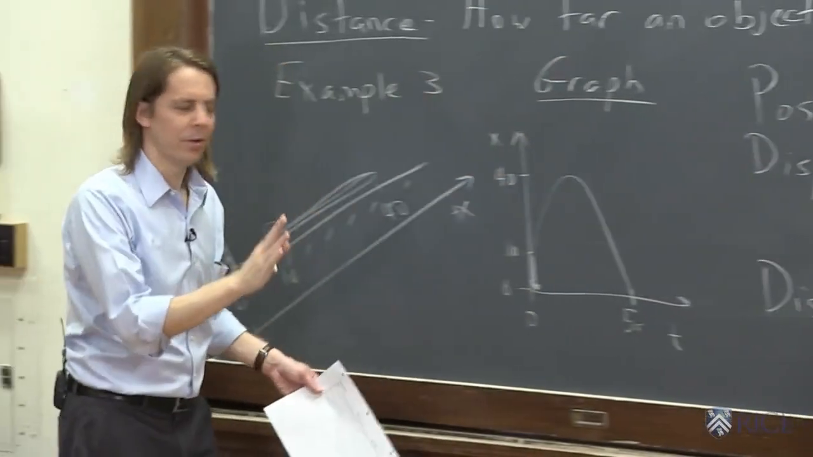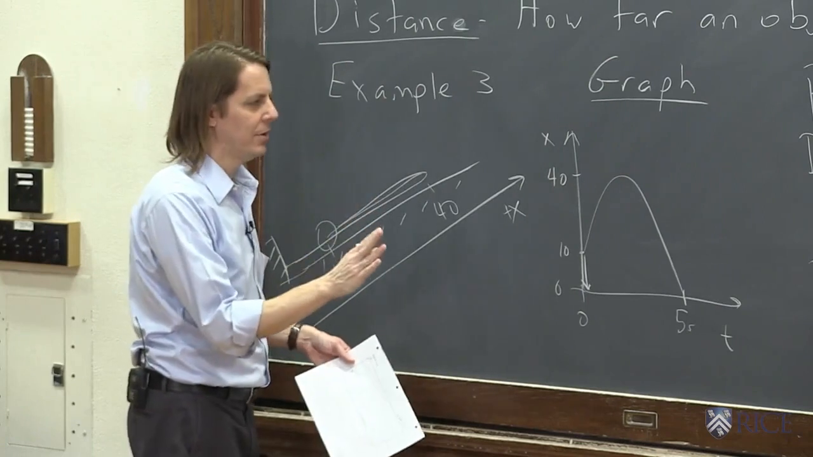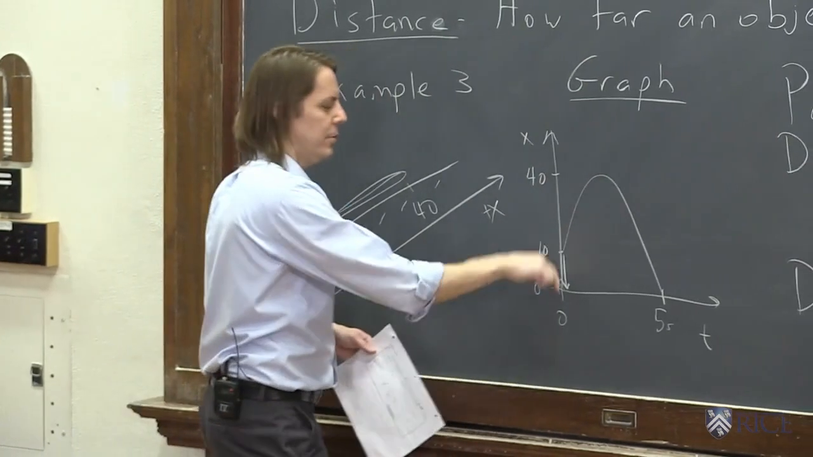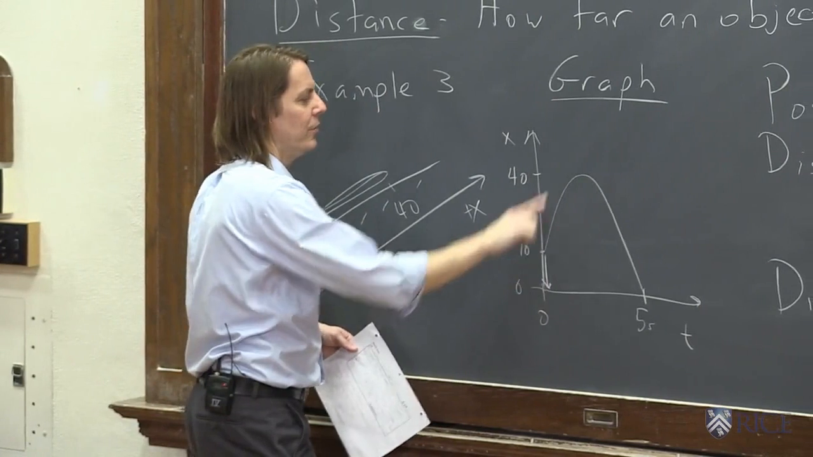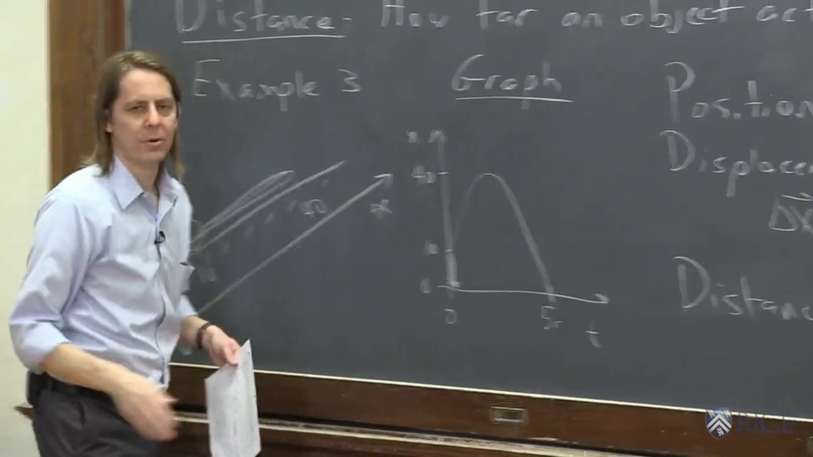So it's the same path, or it's the same trip. It's the same experiment. But you can see that the displacement was much smaller. It was small and negative, whereas the distance is always positive. It's just how far it went.